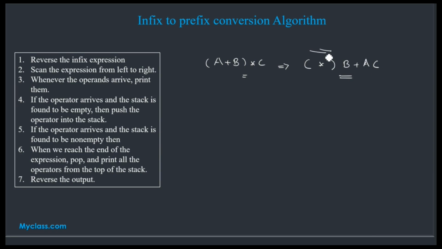We are reversing the infix expression, then scanning from left to right. Scan the expression from left to right. Whenever an operand arrives, print it. There is an operand, we want to print it into our output. If an operator arrives and the stack is found to be empty, meaning nothing is there in the stack, then we just push that operator. No need to check any condition.